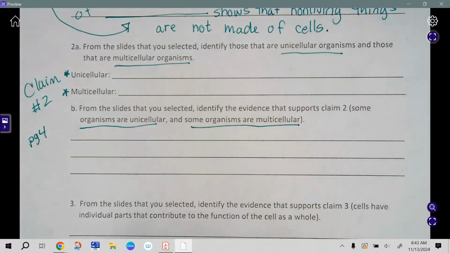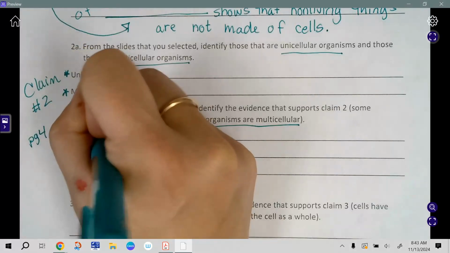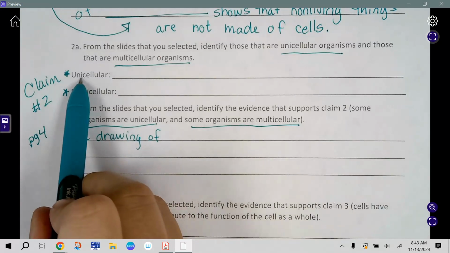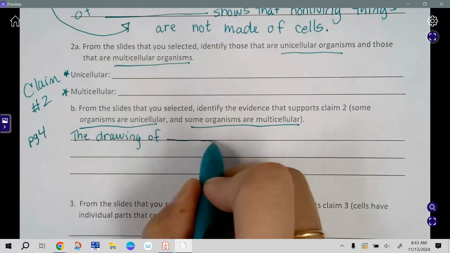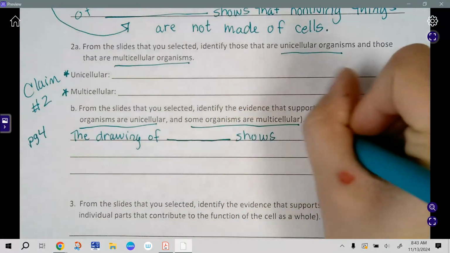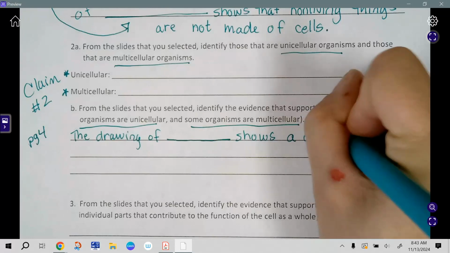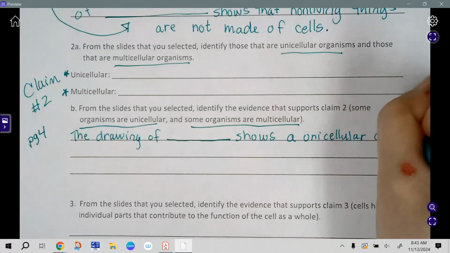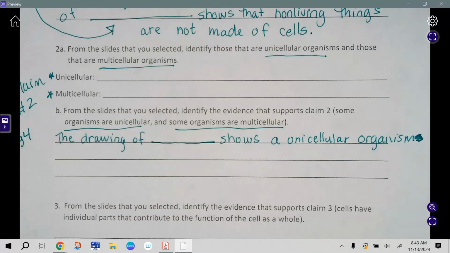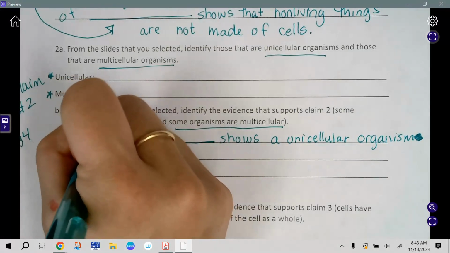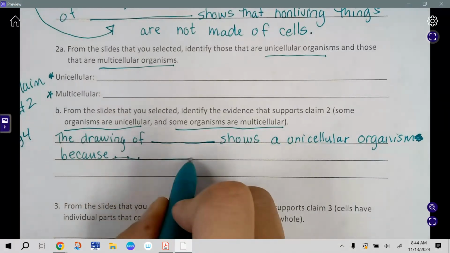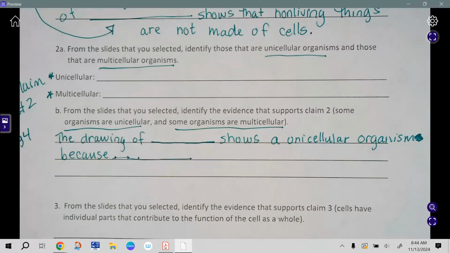All right, so let's do this. The drawing of, and this will be your unicellular, whatever you use for your unicellular organism, fill it in, write their name, shows a unicellular organism because, and then you need to think about, you're not putting the 3 dots, you're telling me what it is that shows that it's a unicellular organism. Think about how many cells it's made up of.